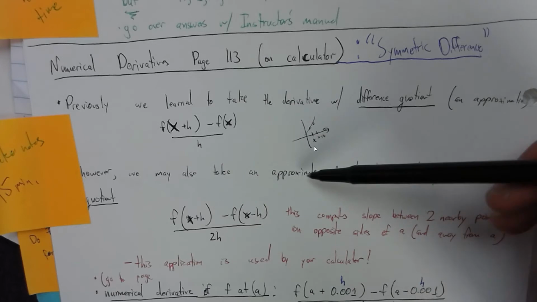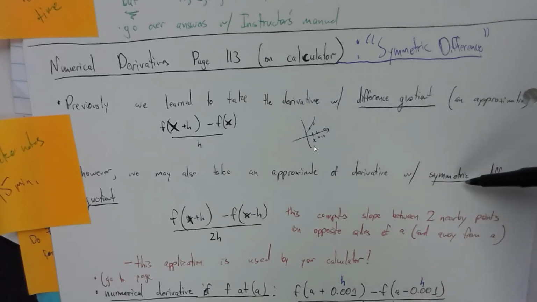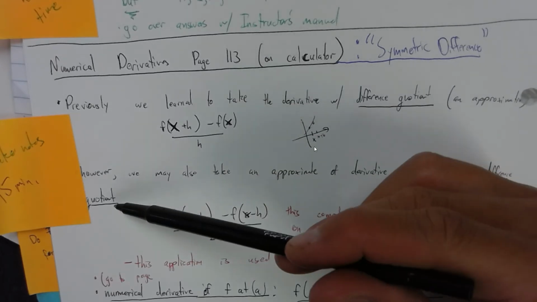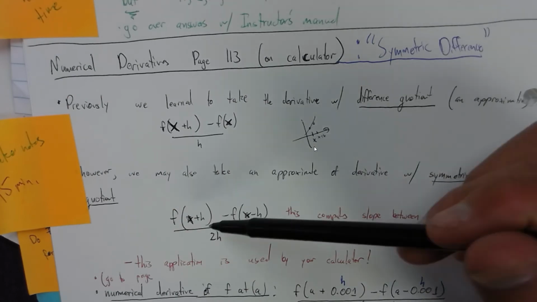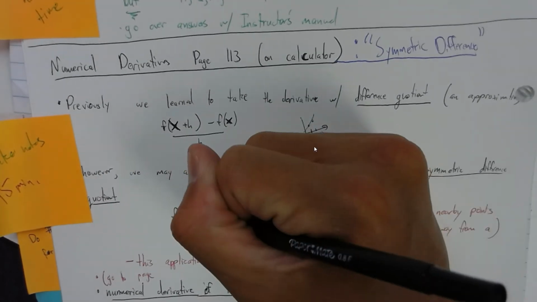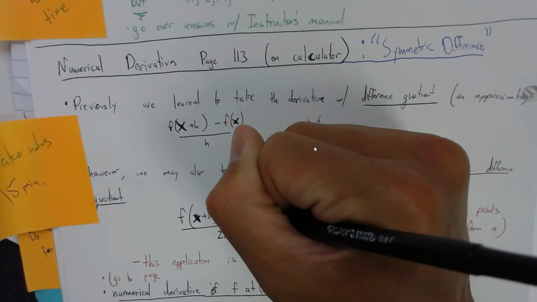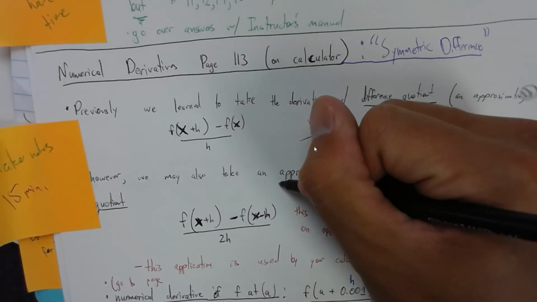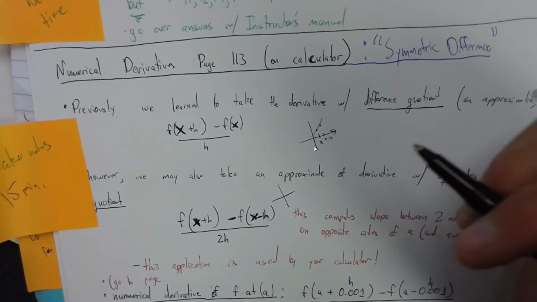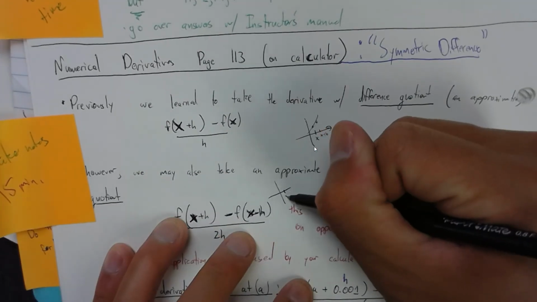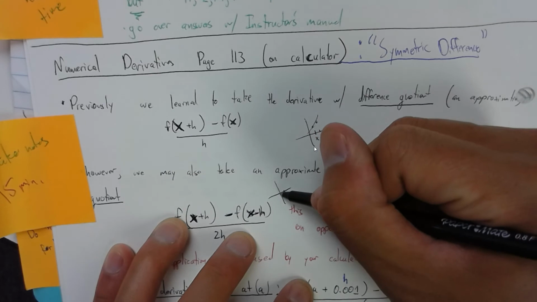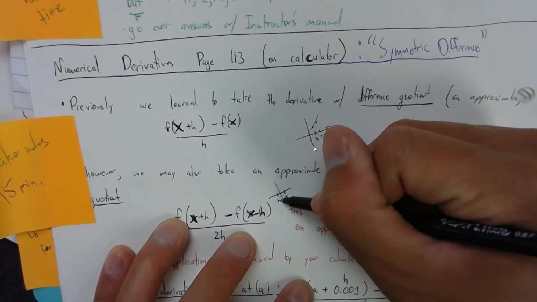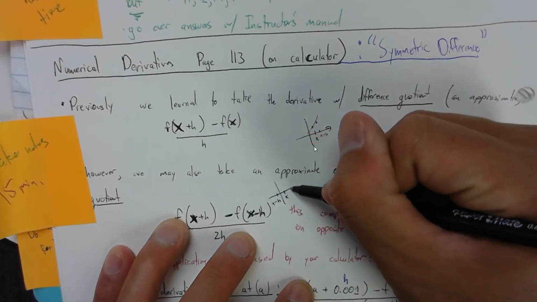We may also take an approximate derivative with a symmetric difference, and what the quotient would look like would be f of x plus h minus f of x minus h. I know it's kind of hard to read. So what that would look like is this. I know it's a little hard to see, but you have an x point here, right? And what you do is you subtract h, so that's x minus h, and over here you have x plus h.